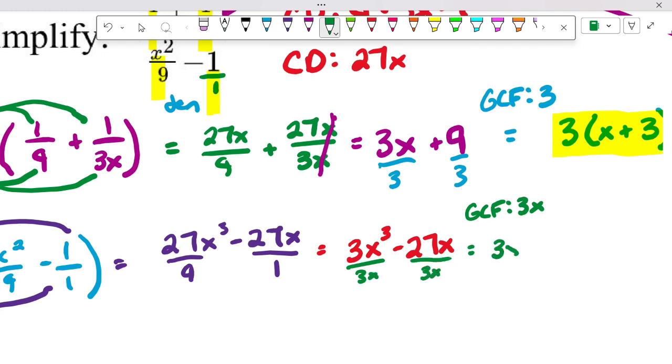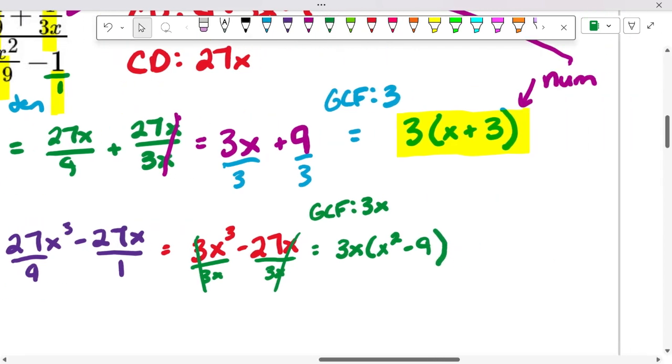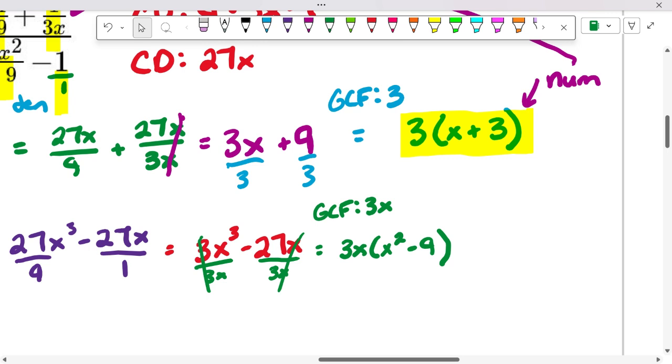I'm left with 3x times, what's 3x cubed divided by 3x? What happens to the 3's? Cancel. So what's x cubed divided by x? X squared. What about 27x divided by 3x? Negative 9. These x's cancel out, so you just have 27 divided by 3. That's a 9. Now, we're not done factoring yet because what's going on with those parentheses right there?